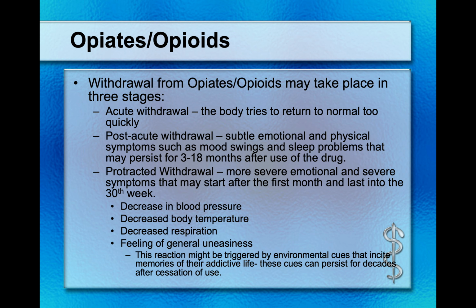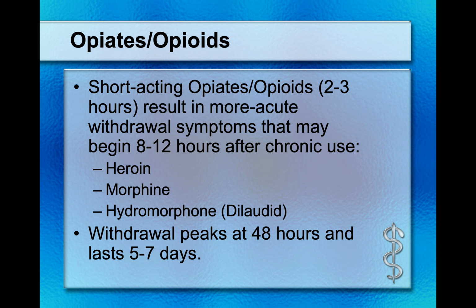Your blood pressure decreases, decreased body temperature, decreased respiration, feeling of general uneasiness. This reaction might be triggered by environmental cues that incite memories of their addictive life. These cues can persist for decades after cessation of use. And this is one of the problems with individuals who have been heroin addicts. They may never return to normal. They may feel like they need to use for the rest of their lives.